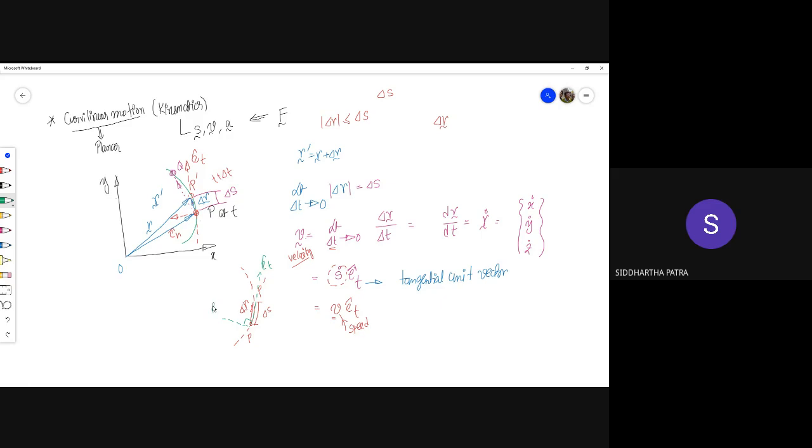Okay, and as delta t is smaller and smaller, delta r basically aligns itself with the tangent. And because delta r aligns itself with the tangent, in the limit delta t tends to 0, delta r is basically delta s times e t. So that's why the direction of the velocity is tangential to the path.